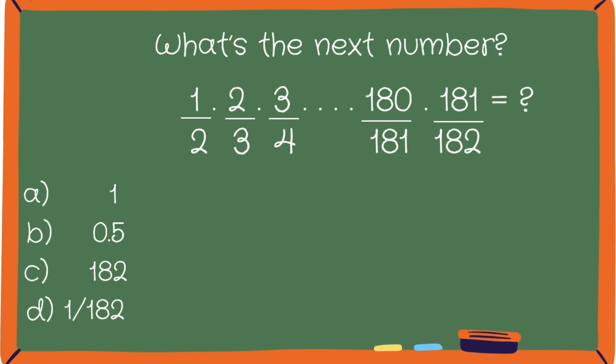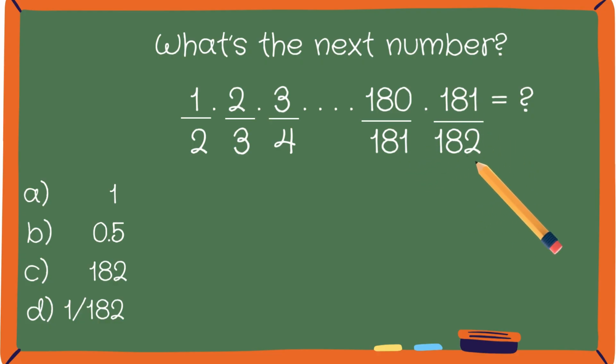And now I have the following exercise for you. Look, I have a fraction multiplied by another fraction, and so on, until the last fraction. But these fractions that are being multiplied have a characteristic. Look, here we have 1 on top, 2, 3, or the 2 repeats here, 3, the 3 repeats, here 4, up to 180 divided by 181, and here 181 divided by 182.